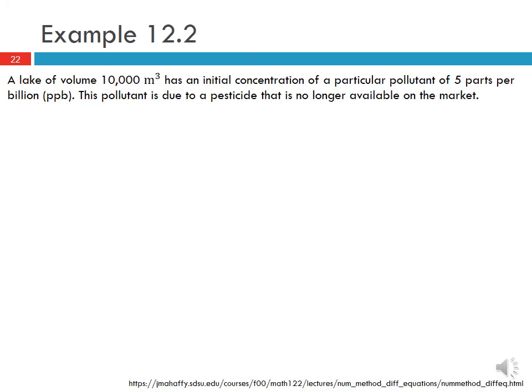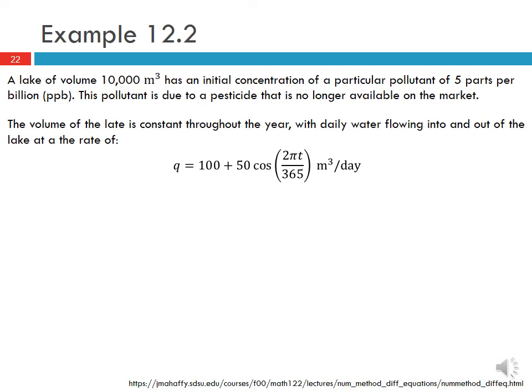Let's look at another example, and this was adapted from an example similar to the one at the link shown here. So if we have a lake that has a volume of 10,000 meters cubed, which has some initial concentration of a particular pollutant of 5 parts per billion, and the pollutant is due to some pesticide that is no longer available on the market. The volume of the lake is constant throughout the year, with the daily water flowing in and out of the lake at a rate of Q, shown here.